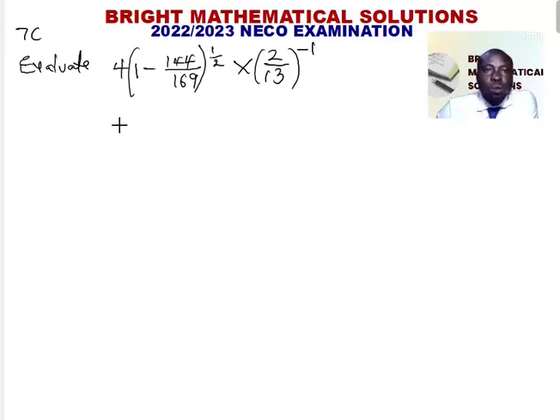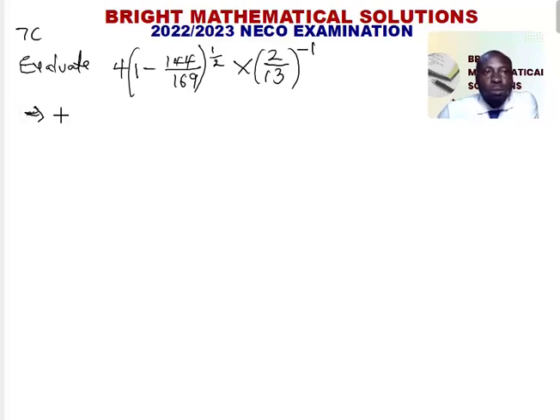Hello, this is question 7C of the 2022-2023 NECO examination. It says evaluate 4 into bracket 1 minus 144 over 169, all raised to power 1 over 2, multiplied by 2 over 13, all raised to power minus 1.